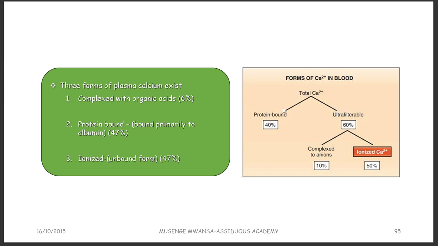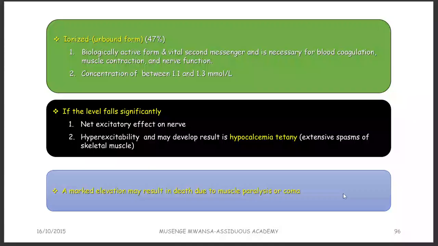In that book, about 40% is bound to protein, that's albumin. Then you have the ultrafiltrate, which is 60% of that. 10% is complexed to the organic acids or anions, and then you have 50%, which is free. So again, the ionized or unbound is about 47%. The concentration is about 1.1 to 1.3 millimoles per liter.